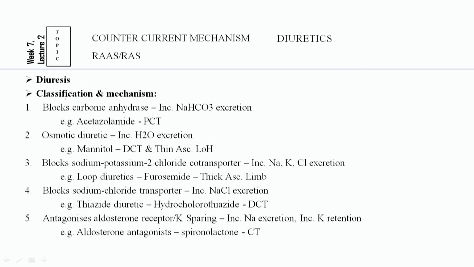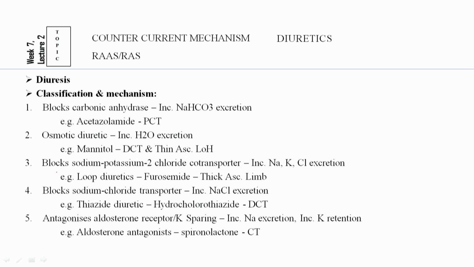So the drugs which cause diuresis are called diuretics. Now based on the mechanism, these diuretics are classified into 5 types. First, it blocks the carbonic anhydrase. As a result, there will be increased sodium bicarbonate excretion. An example is acetazolamide, which acts on the proximal convoluted tubule. Then osmotic diuretics increase the water excretion. An example is mannitol, which acts on the distal convoluted tubule and the thin ascending limb of the loop of Henle.